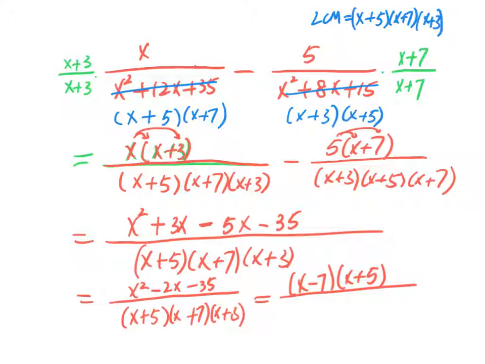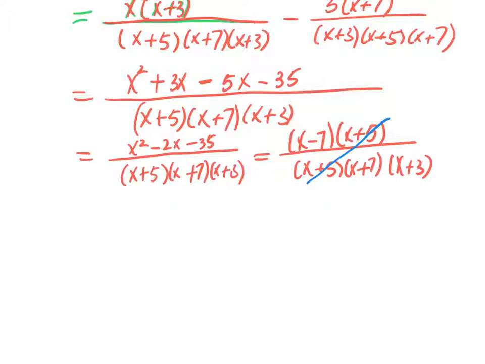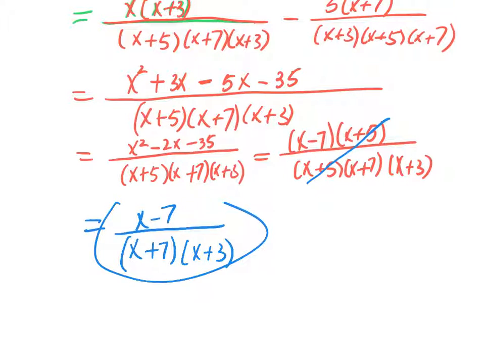Okay, and then we can cancel, hopefully, some common factor. Yep, there's a common factor. So the final answer: x minus 7 on top, and then x plus 7 times x plus 3 on the bottom, and that's our final answer. Okay, that's all. That's what we learned in 6.2.